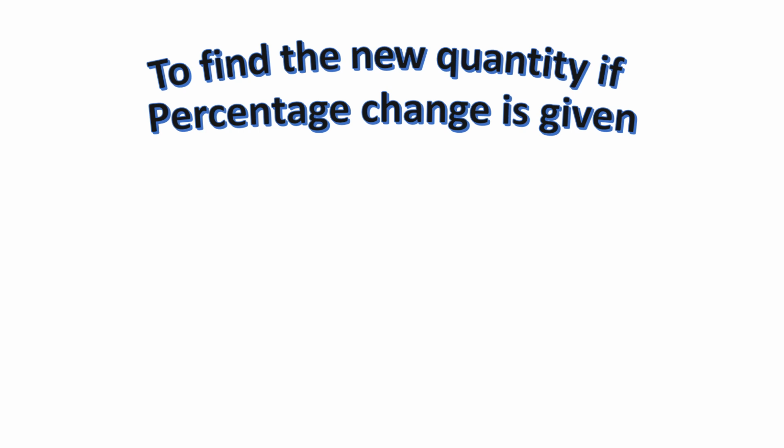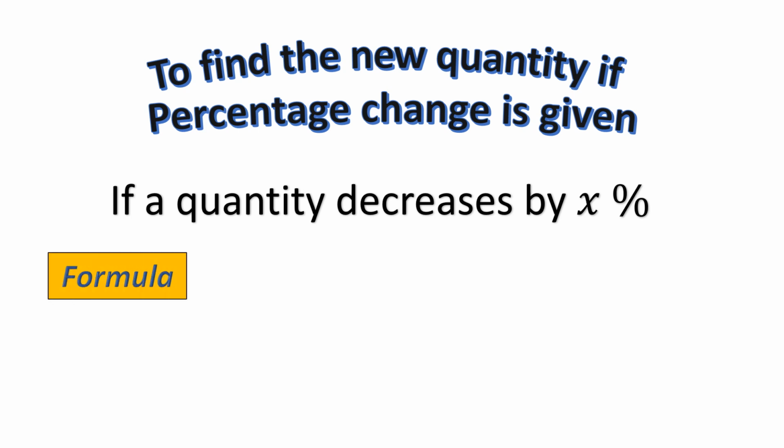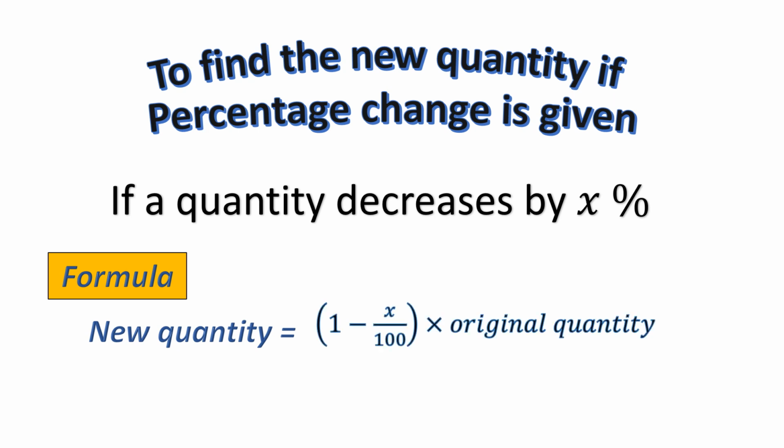Now, to find the new quantity if percentage change is given. Here you are asked if a quantity is decreased by X%, then what will you do? So your formula is pretty much the same. New quantity will be 1 minus X by 100 into original quantity. Every other thing will remain the same. Just since it is a decrease instead of an increase, instead of plus, we are going to give a minus sign.